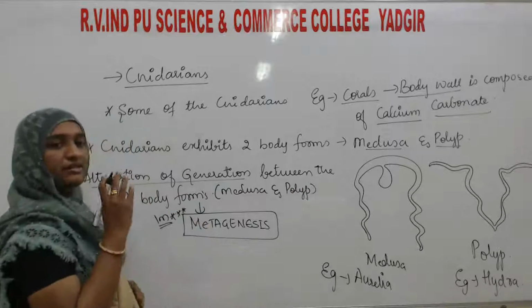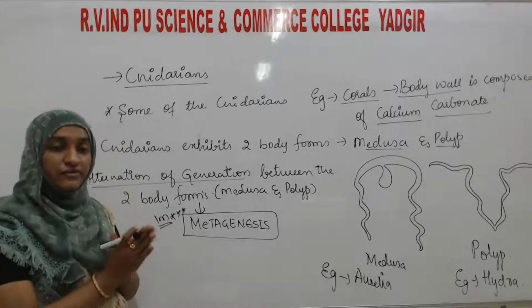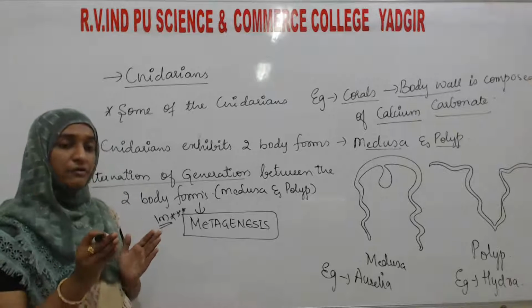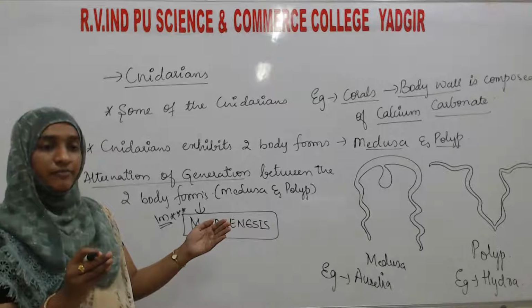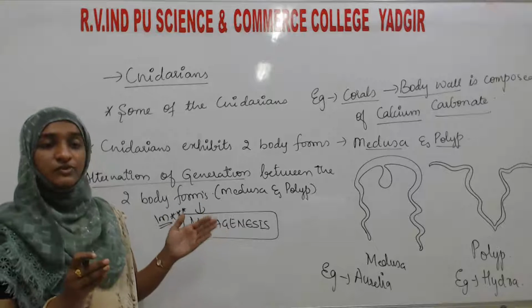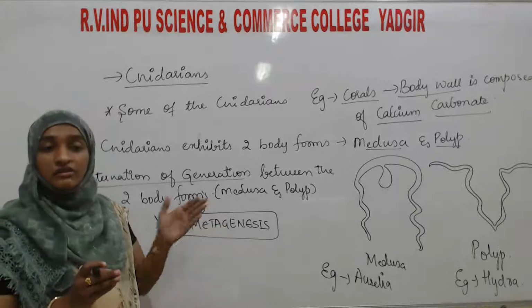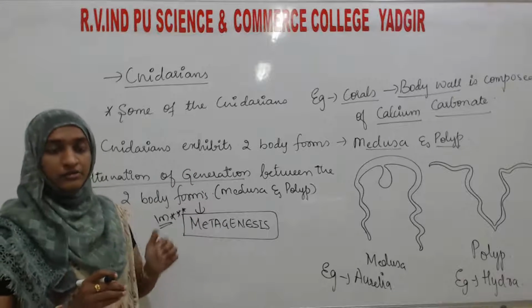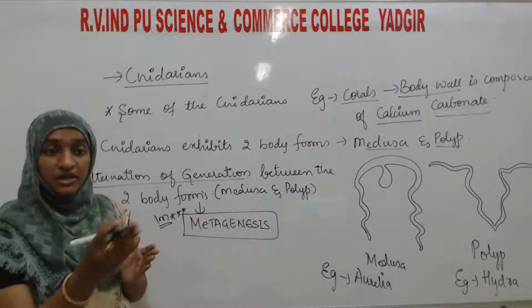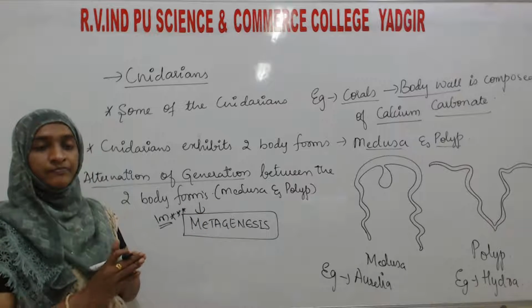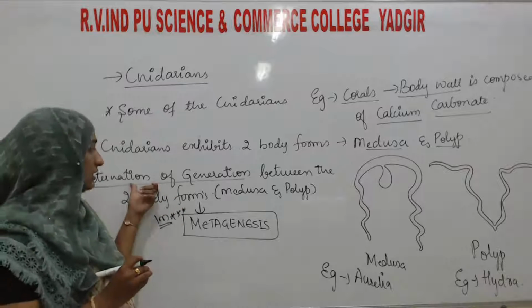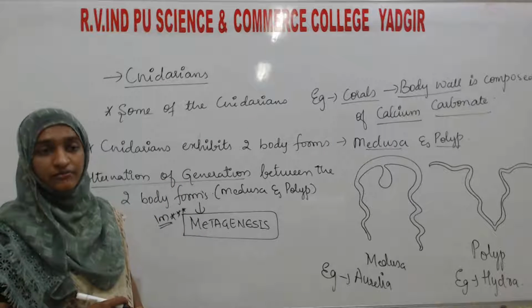In some of the cnidarians, you will see first the polyp is going to form the medusa, and in some of the cnidarians, you will notice that the medusa is going to form the polyp. So these changes among the individuals is known as the alternation of generation.